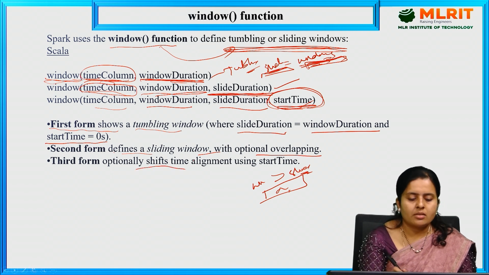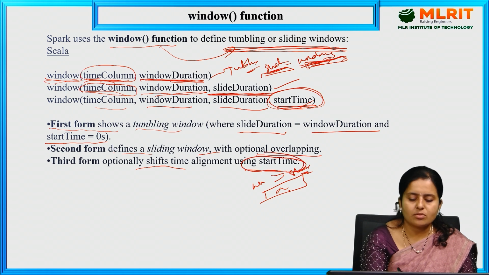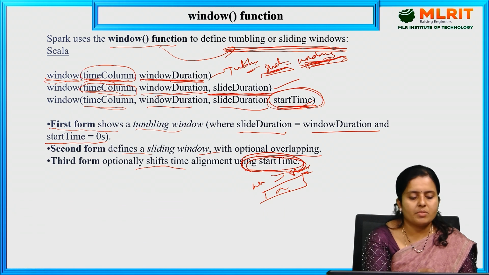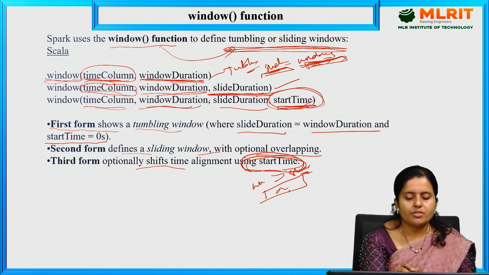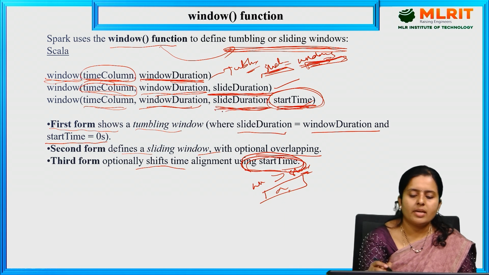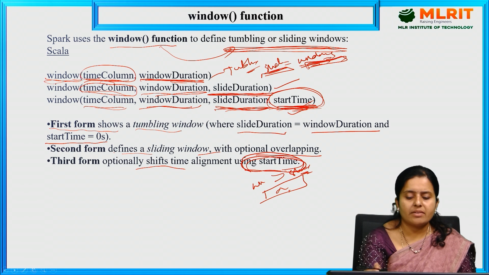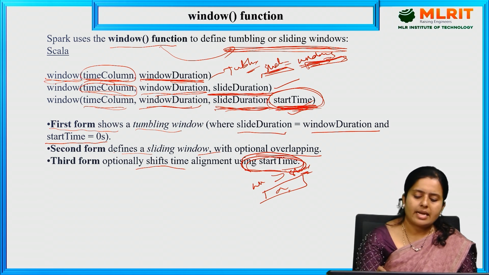works with respect to starting time. There may be chances of changing the starting time, right? So we can write the syntax for four factors. Here the time column is common for every sliding window, and window duration and slide duration are also common, and the start time is additional. Based on each and every start time there may be a chance of changing, so we can calculate that.